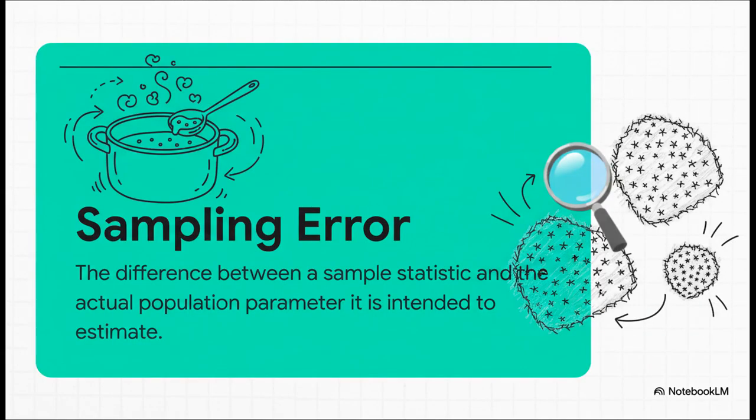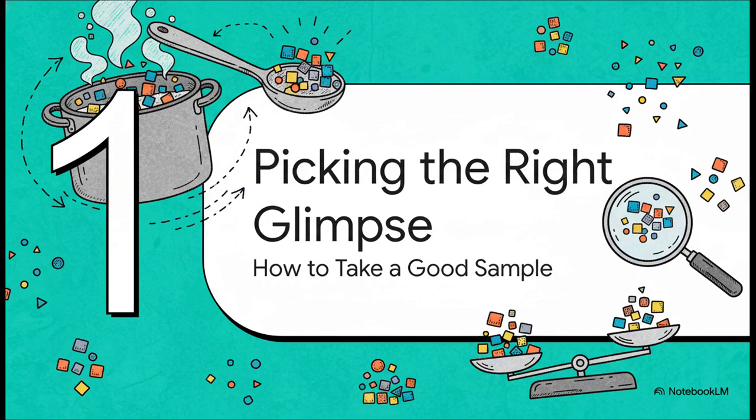But here's the catch, right? That spoonful of soup might be just a little bit saltier or maybe less salty than the entire pot. That natural difference is what we call sampling error. And it's not a mistake, it's just an unavoidable part of the process. The whole goal of good statistics is to understand this error, to measure it, and of course, to keep it as small as possible. So, how do we make sure our sample is actually a good one?